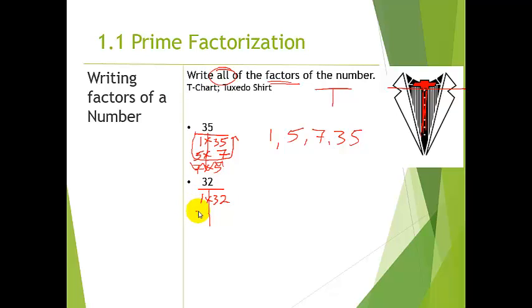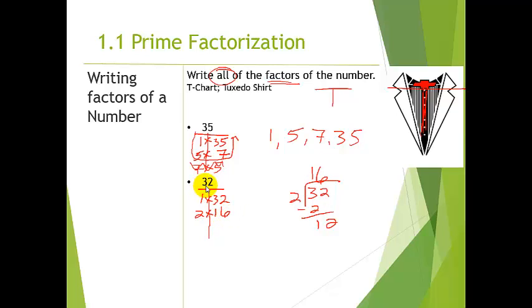So you go to 2. 2 times what gives me 32? Now let's say that you couldn't figure that out in your head, which is okay. We've got to do that old school. So don't be lazy. 2 goes into 3 one time, 1, 2, 16. So 2 times 16.